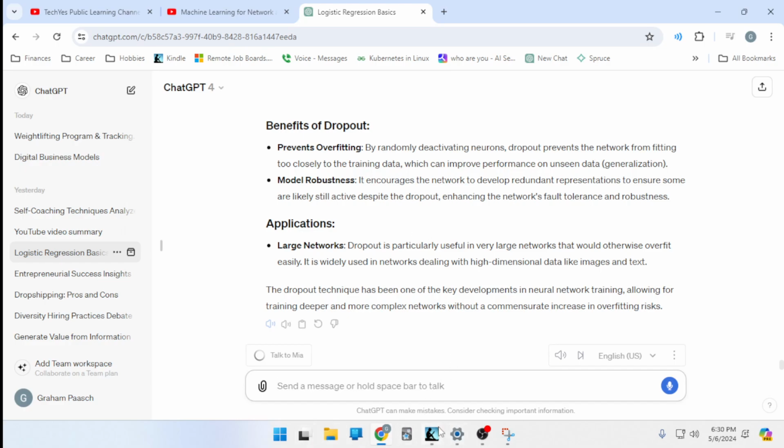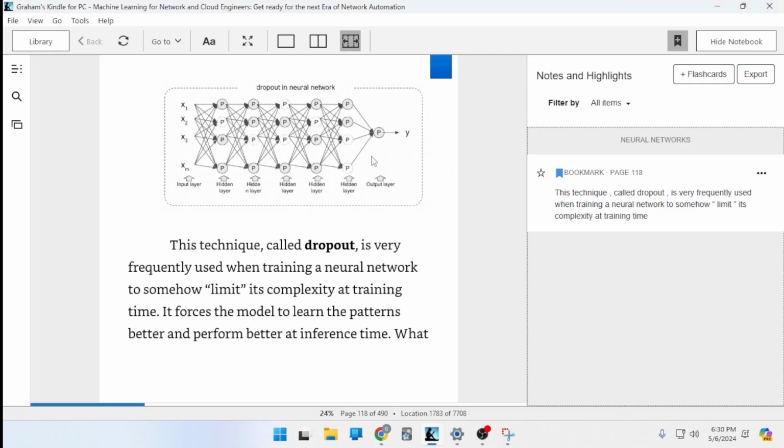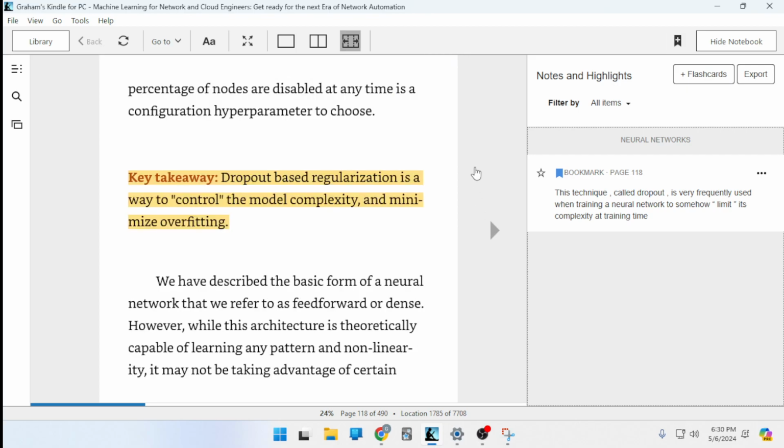Alright, so that looks good. This technique, called dropout, is very frequently used when training a neural network to somehow limit its complexity at training time. It forces the model to learn the patterns better and perform better at inference time. What percentage of nodes are disabled at any time is a configuration hyperparameter to choose. Key takeaway: dropout-based regularization is a way to control the model complexity and minimize overfitting.